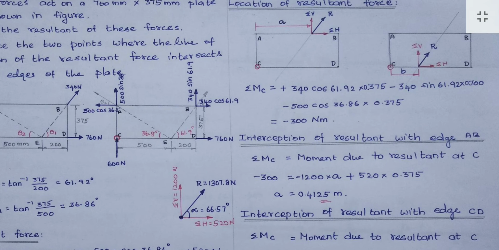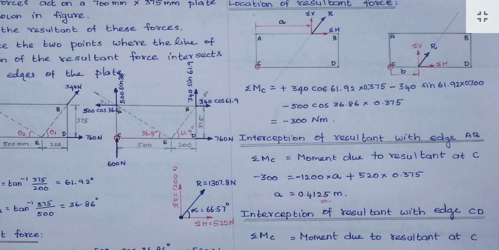Then consider this force, 500 cos 36.8 towards the left side. It is pulling towards the left. It is hinged at the point C, so it will try to rotate in this direction, anti-clockwise. So it is minus, the force value is this value. Then the perpendicular distance, this is horizontal, so perpendicular means this distance up to the point C, 0.375 is the value.